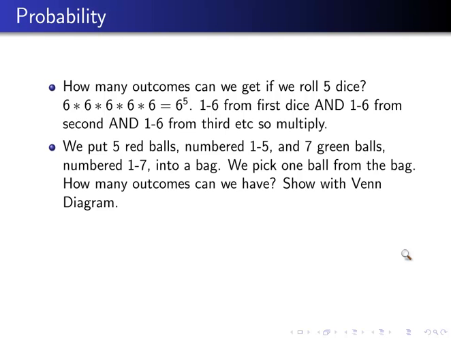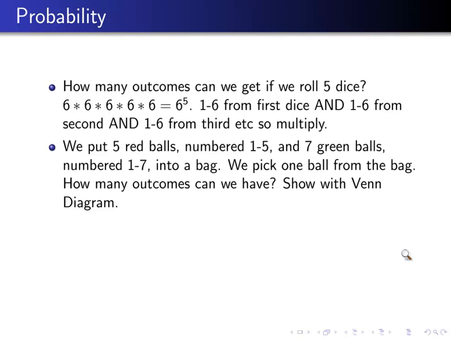So you put 5 red balls, numbered 1 to 5, and 7 green balls, numbered 1 to 7, into a bag. So there's only 1 red ball numbered 1, 1 red ball numbered 2, and so on. It just means that all the balls are unique. Now we pick one ball from the bag. How many outcomes can we have?